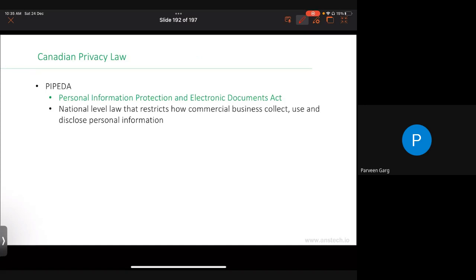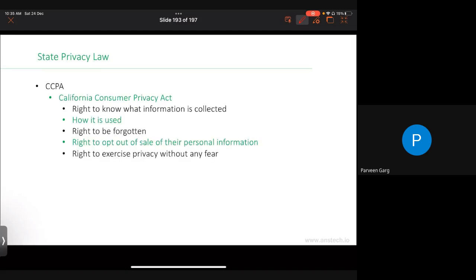In the EU, it is GDPR. In Canada, it is PIPEDA. Might get asked. Okay. May know. Then in the US, other than federal laws, there are a lot of state laws. So one of the state laws is the California Consumer Privacy Act.